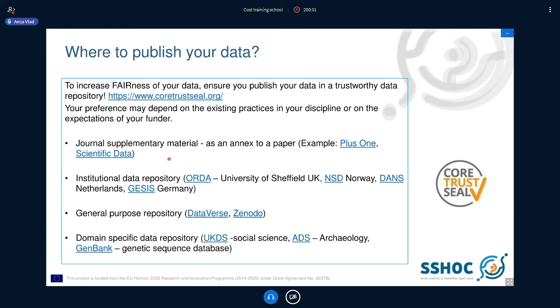And then, of course, you might prefer to publish with the journal that you're using, as an access to a paper, or you can choose an institutional data repository. As I mentioned, more and more universities now are developing their own, and then we have national repositories as well, such as NSD in Norway, DANS in the Netherlands, GESIS in Germany, and us in the UK, and then we have the general purpose repositories such as Dataverse, Zenodo, and the domain specific. At the UK Data Service, we focus on social science, but there are others that focus on archaeology or other fields.